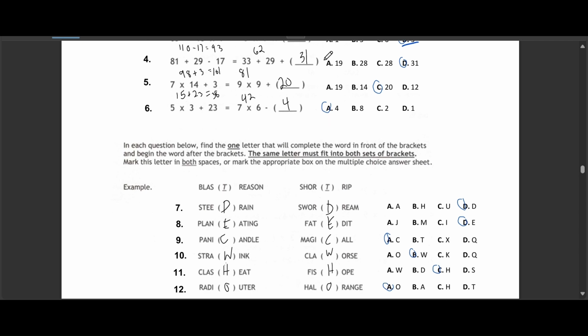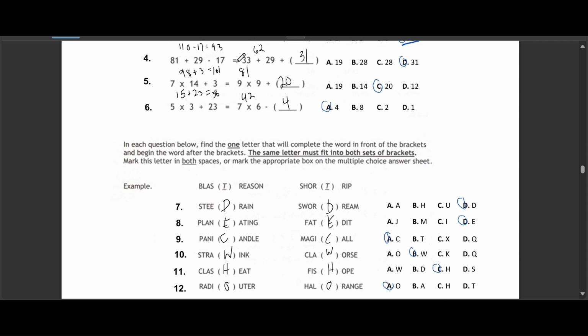Question 4. 81 plus 29 minus 17 equals 33 plus 29 plus what number? A, 19, B, 28, C, 28, D, 31. The correct answer is option D. 81 plus 29 is 110. 110 minus 17 is 93. 33 plus 29 is 62. What number must be added to 62 to make 93? The answer is 31. Options A, B, and C are too low, so the answer is D, 31.